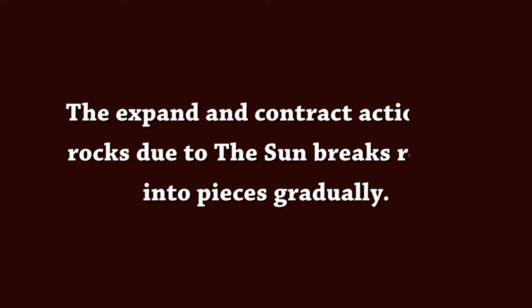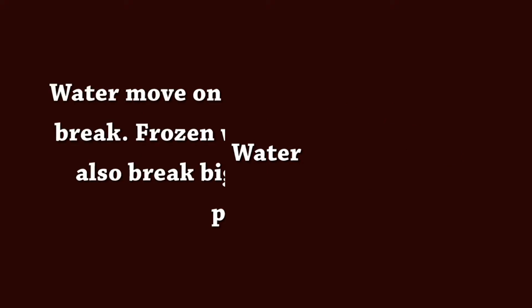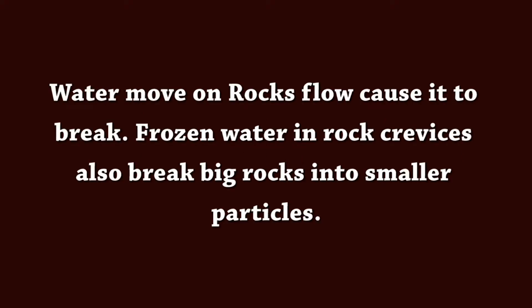The end product of this breaking down is the fine particles of soil. But what are the factors or processes that make soil? Let's see one by one. First one is the sun. The expansion and contraction of rocks due to the sun breaks rocks into pieces gradually. Second one is water. Water moving over rock causes it to break. Frozen water in the rock crevices also breaks big rocks into smaller particles.